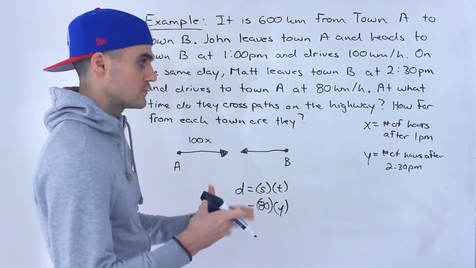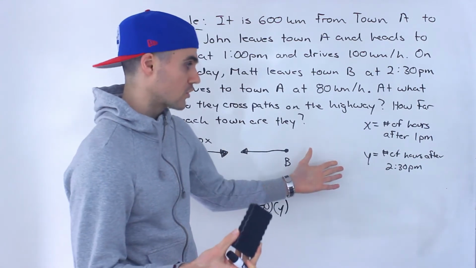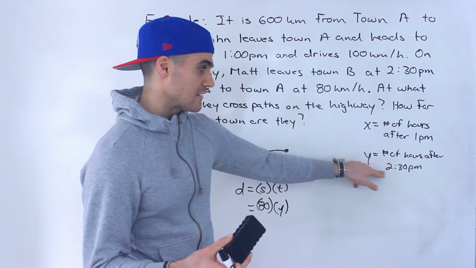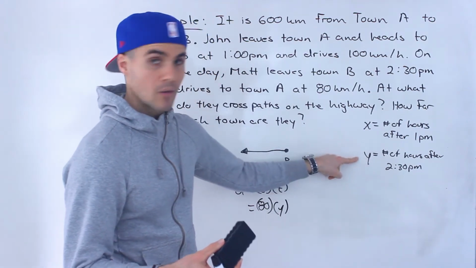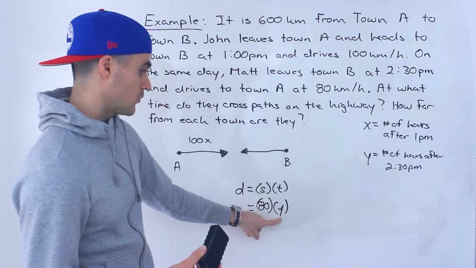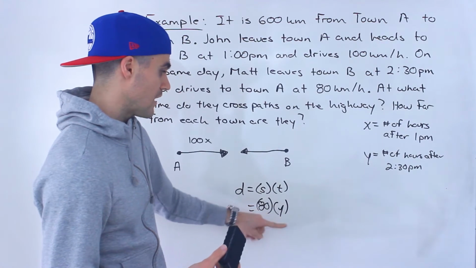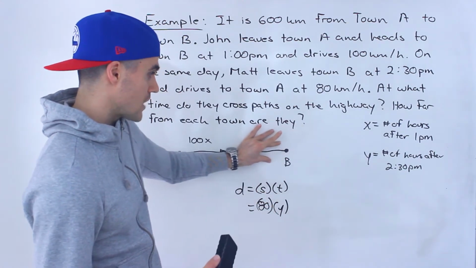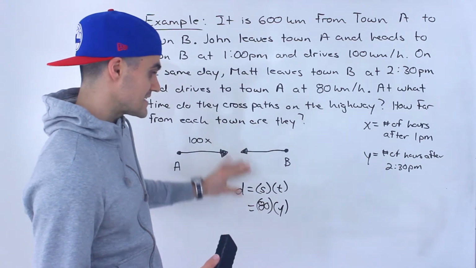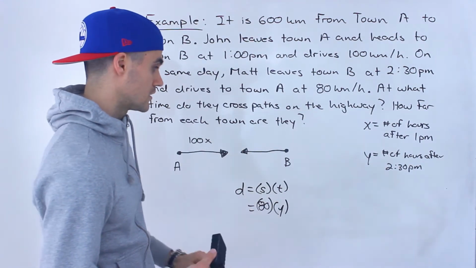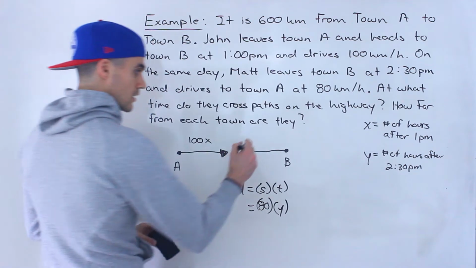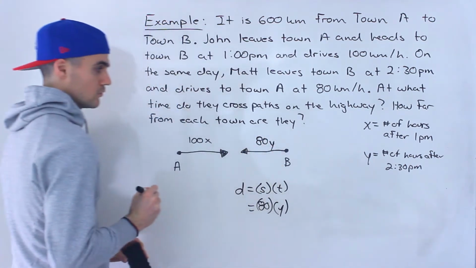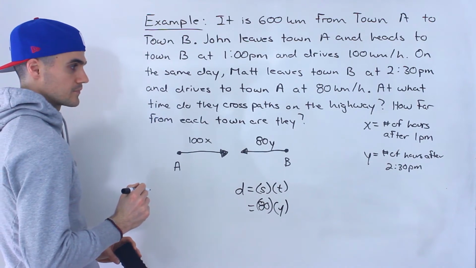For example, if it's 4 p.m., that would be 1.5 hours after 2:30, so the y value would be 1.5, and we plug in 1.5 here. 80 times 1.5 would be 120. So at 4 p.m., Matt's been driving for an hour and a half. The distance that he's covered is 120 kilometers. So this here would be 80y.